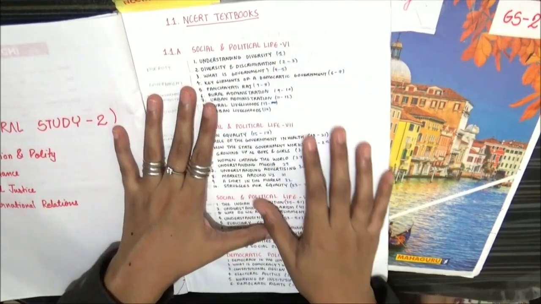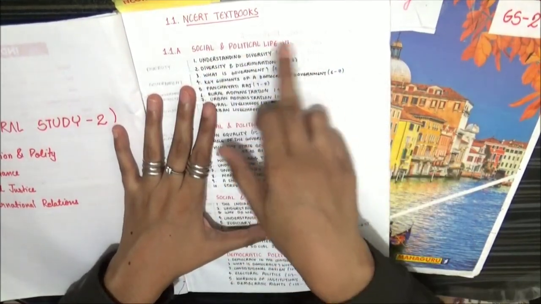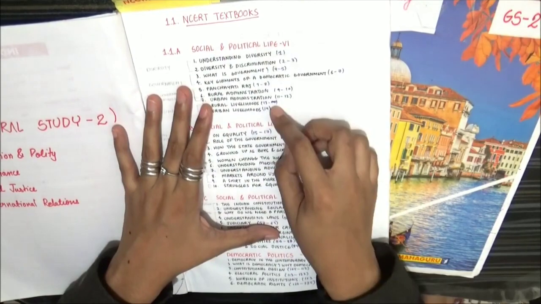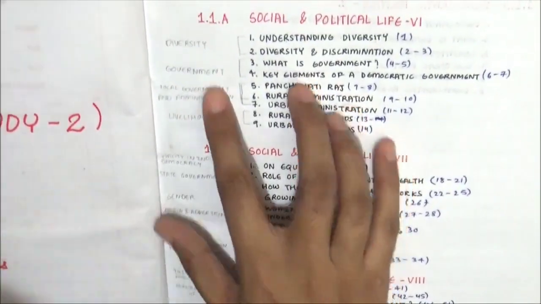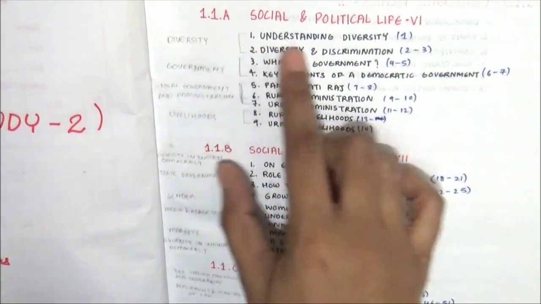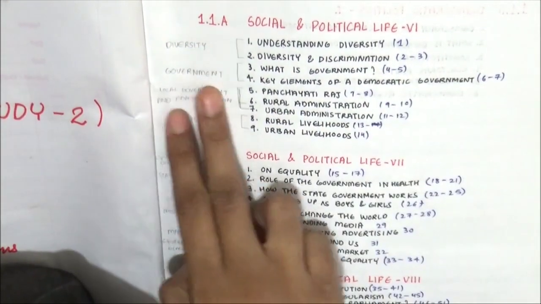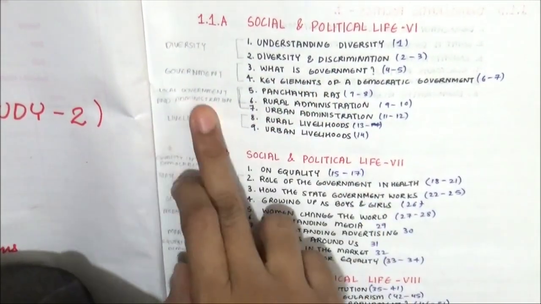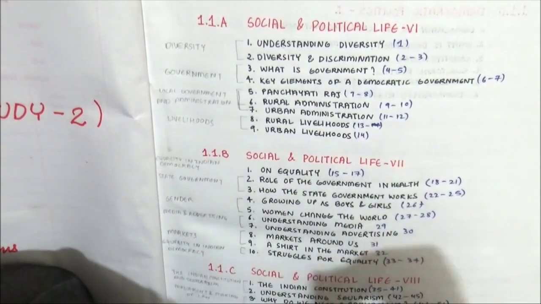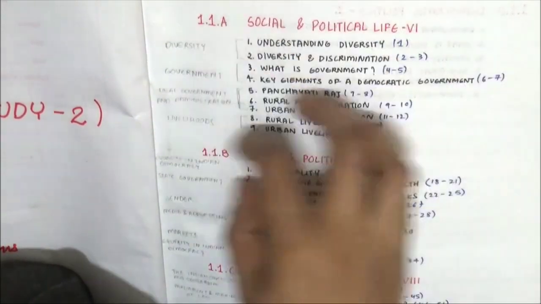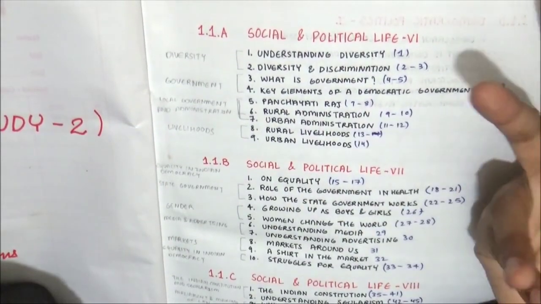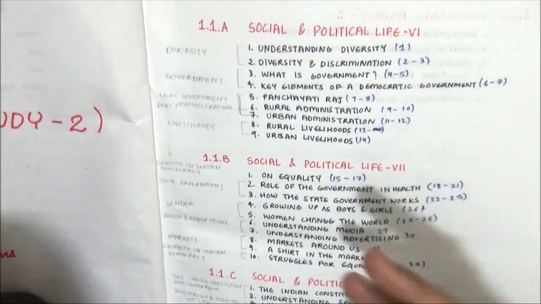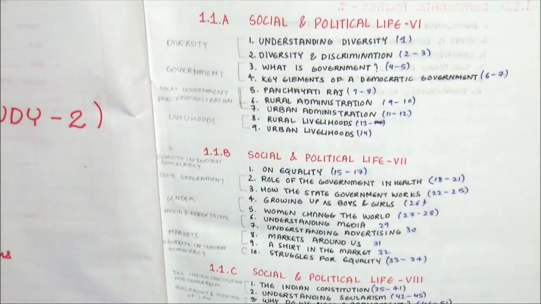Now I will show my own notes which I made from NCERT. First of all, I made an entire index of all the NCERTs in this notebook, writing what all chapters consist of which topic, for example diversity, government, local governments. This classification helped me determine what topics I was covering, and also helps in the later phase when I am revising. This index became a reminder of what topics we have covered from NCERT.